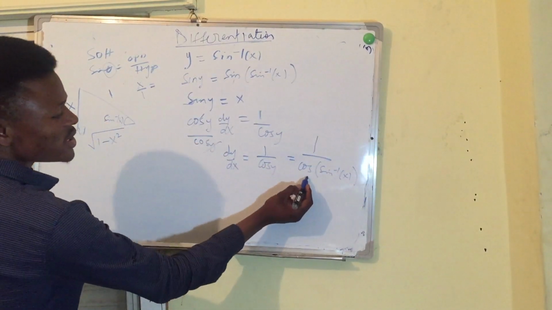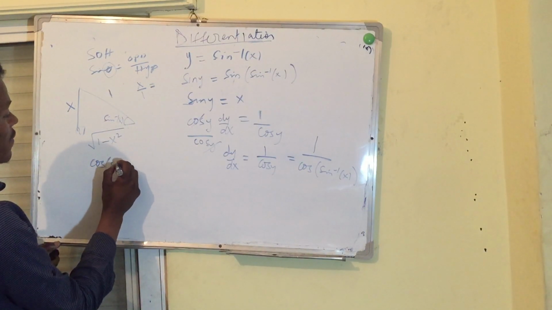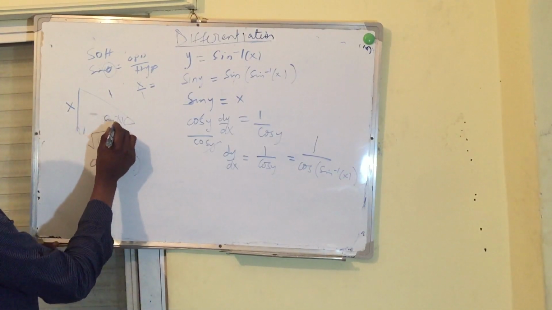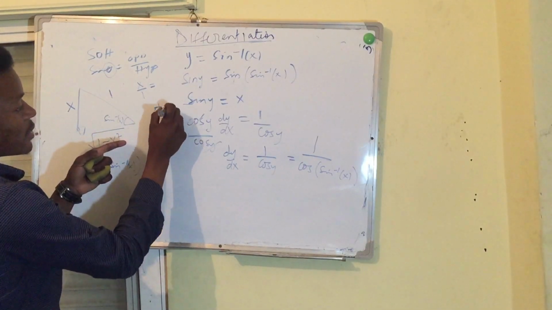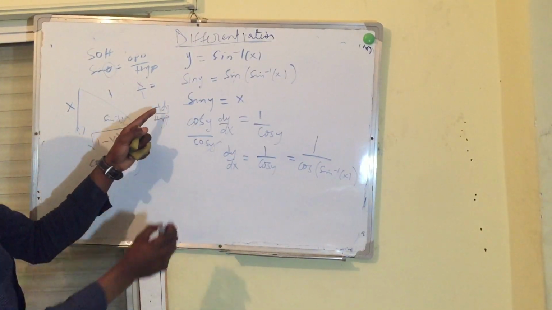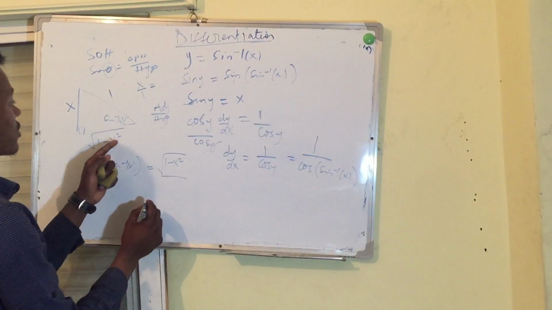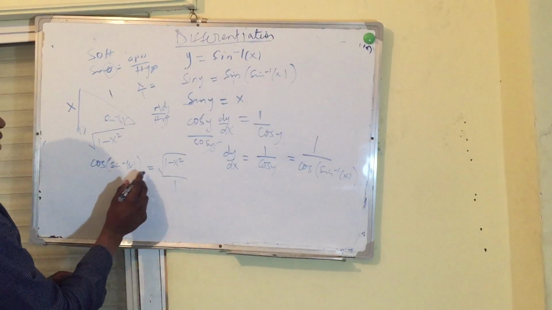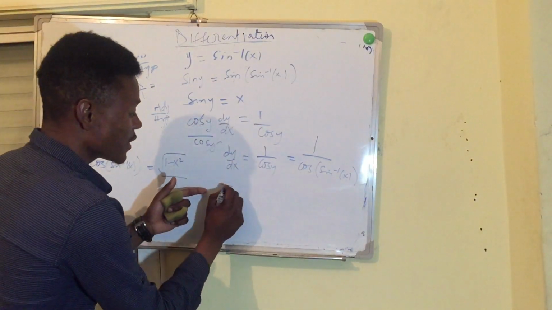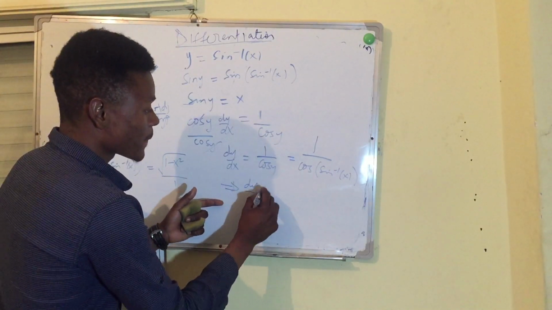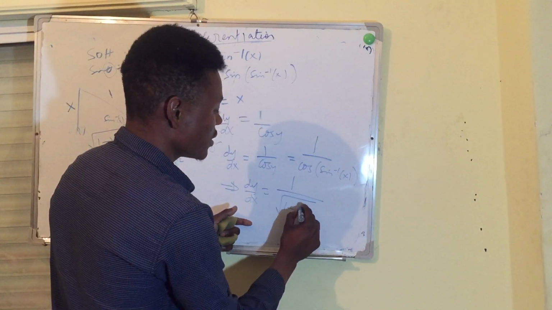So what is cos of sine inverse of x? What is cos of this angle? Cos of sine inverse of x, that is cos of the angle, is equal to adjacent all over hypotenuse. And the adjacent is root of 1 minus x squared, all over hypotenuse. The hypotenuse is 1. So cos of sine inverse of x is root of 1 minus x squared over 1, which is root of 1 minus x squared. Because of this, dy/dx is equal to 1 all over root of 1 minus what? x squared.